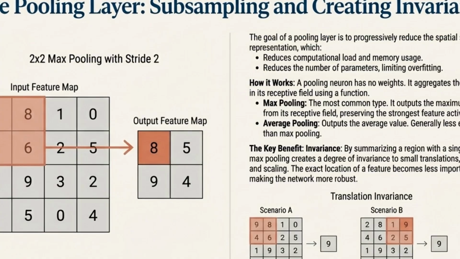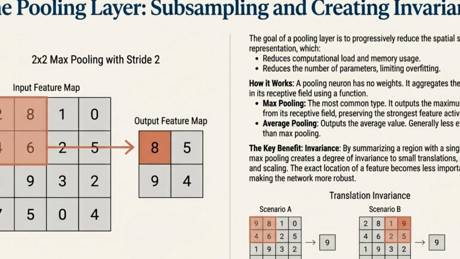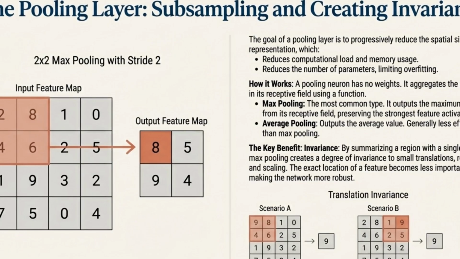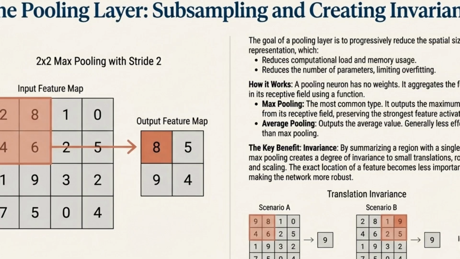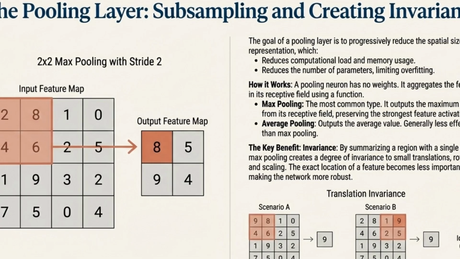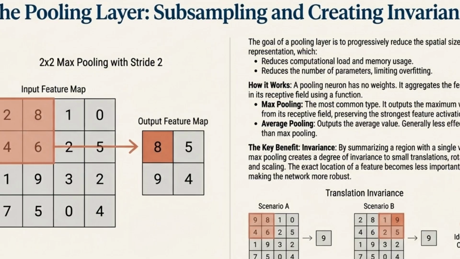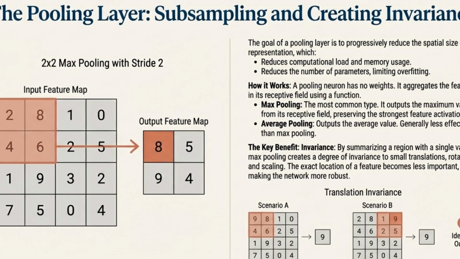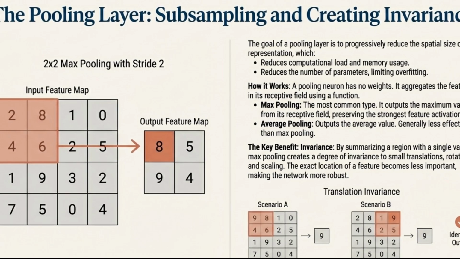While convolutional layers extract features, the pooling layer serves a crucial role in managing the network's representation size. The primary goal of pooling is to progressively reduce the spatial dimensions, which simultaneously reduces computational load, saves memory, and decreases the total number of parameters, acting as a crucial defense against overfitting. Pooling layers don't have weights themselves. Instead, they aggregate features within their receptive field using a simple function.